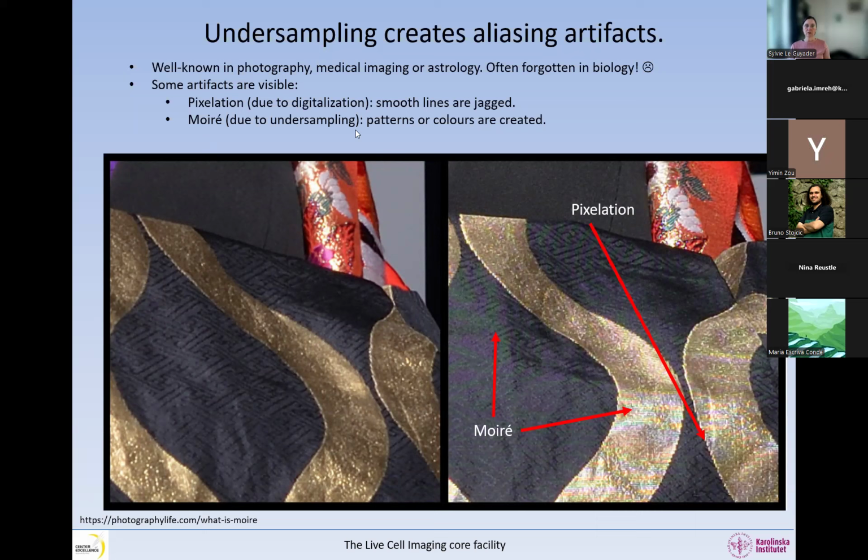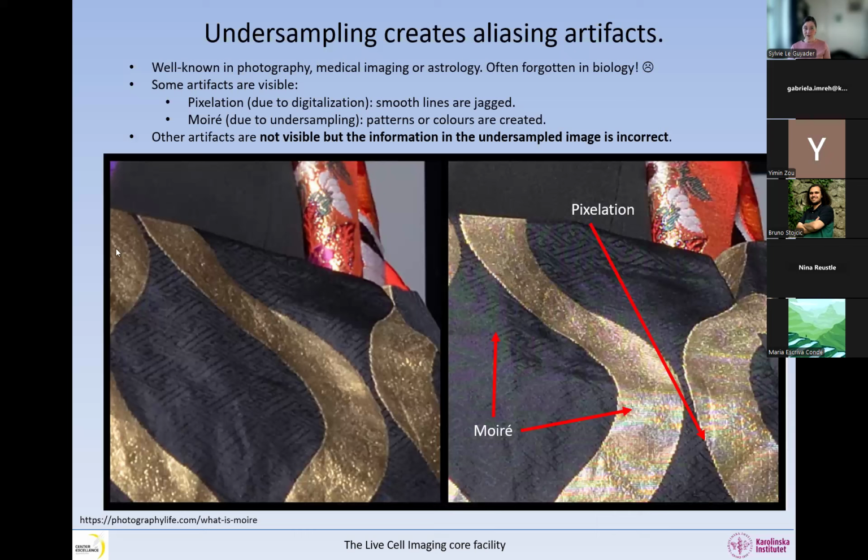Another way we can see the artifacts is moire. For example, you can see here, hopefully you can see on your screen, otherwise you will see it on the PDF. Here you have some purple and green, so some colors are a bit different. And here we get a rainbow. These are moire artifacts. This is undersampled and this is well sampled, and in the well sampled image you do not see this. So clearly the objective has no problem imaging this type of tissue. This is silk, a very fine material with very fine details. But the digitalization creates artifacts.